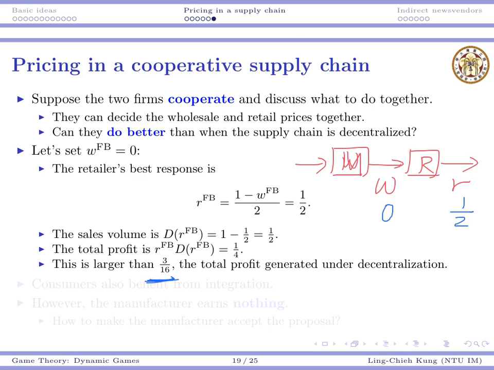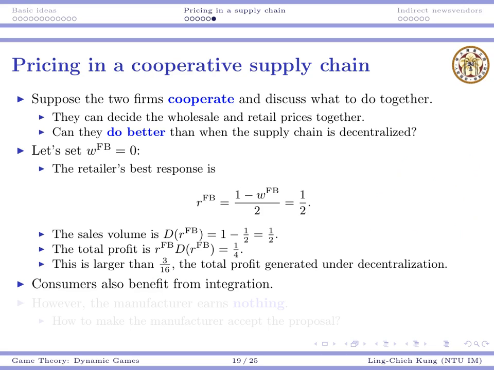Then the answer is clear. This is just one option, and it's better than the decentralized outcome. So that means if we do integration, there are all kinds of options. At least we can do this, and that's better than the equilibrium outcome. So integration indeed can benefit the two firms altogether because with integration, we are able to make a better decision to maximize the integrated profit.